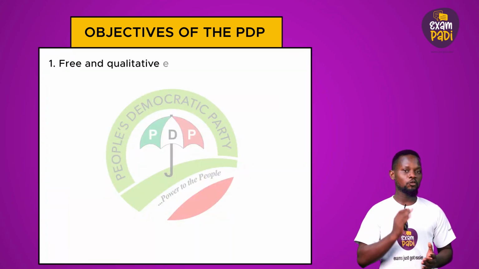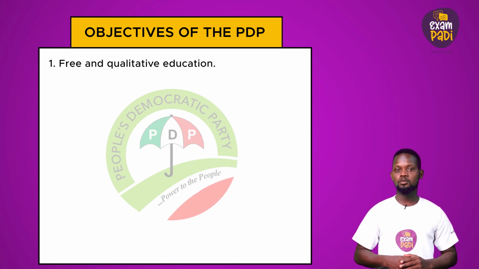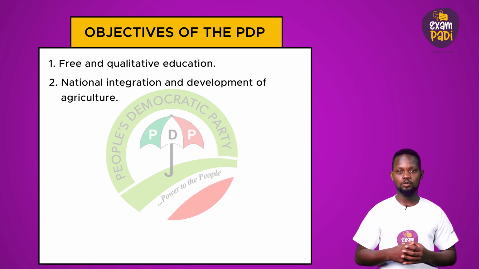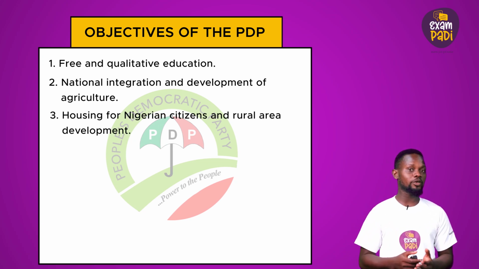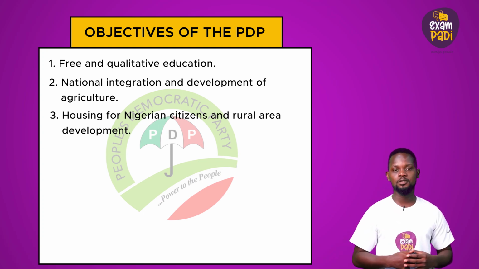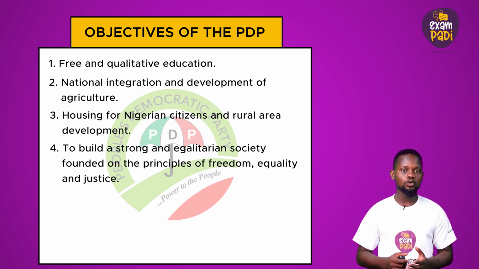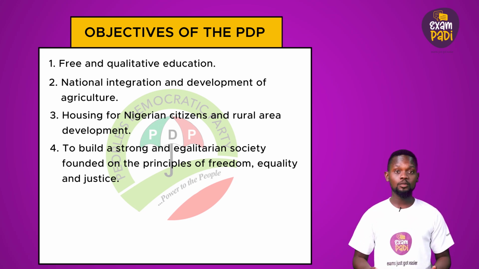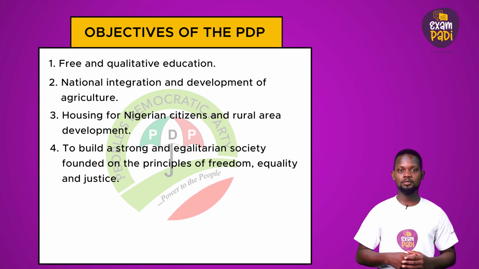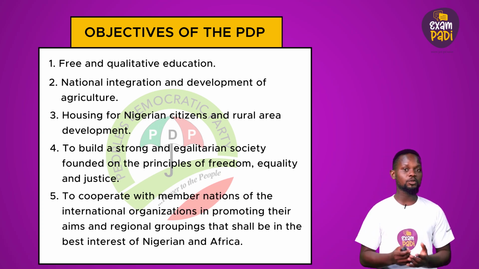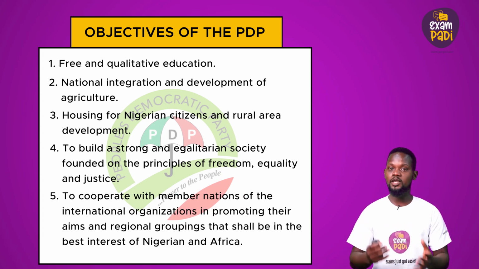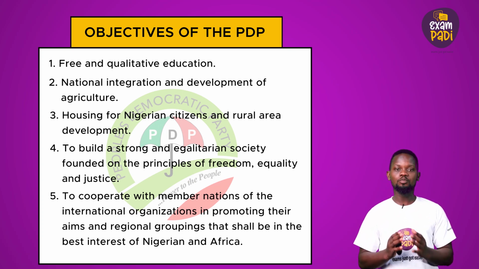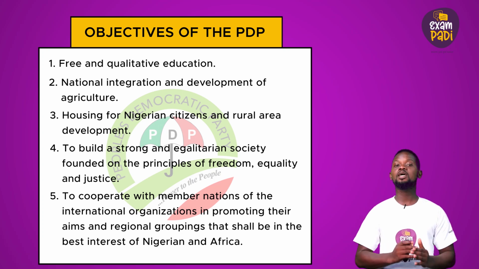The objectives of the People's Democratic Party include the following. Number 1, free and qualitative education. Number 2, national integration and development of agriculture. 3, housing for Nigerian citizens and rural area development. 4, to build a strong and egalitarian society founded on the principles of freedom, equality, and justice. 5, to cooperate with member nations of the international organizations in promoting their aims and regional groupings that shall be in the best interest of Nigeria and Africa.